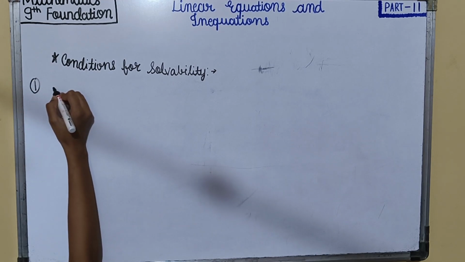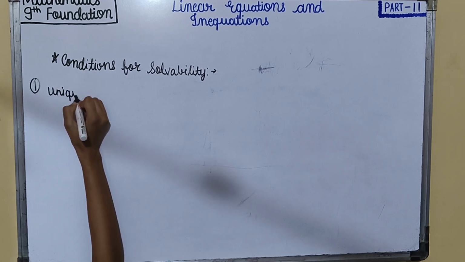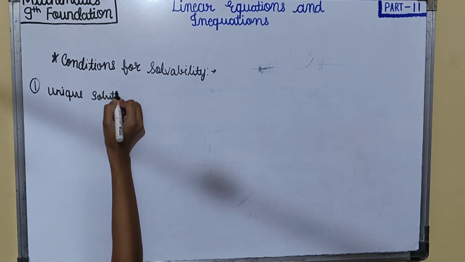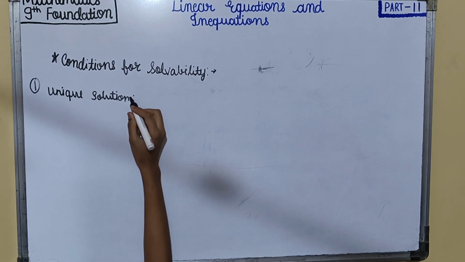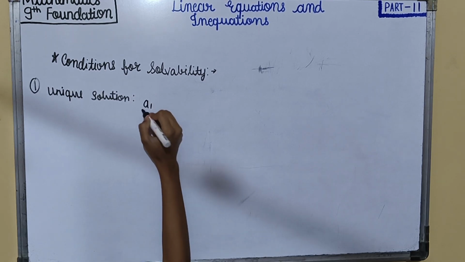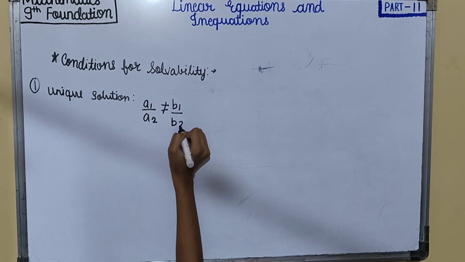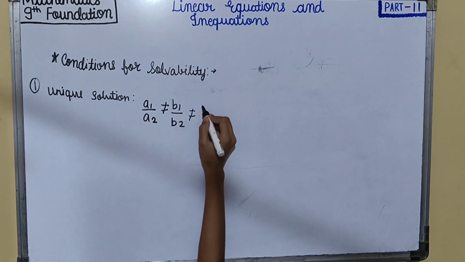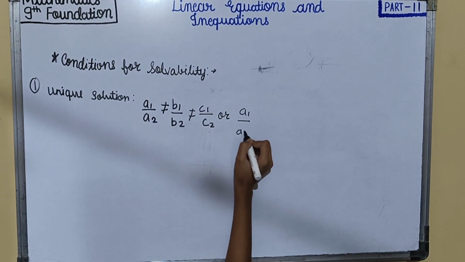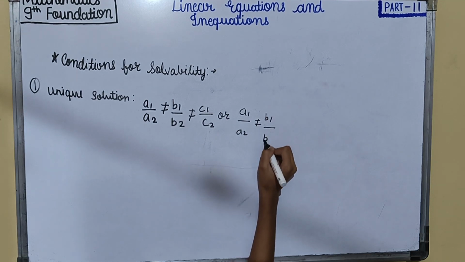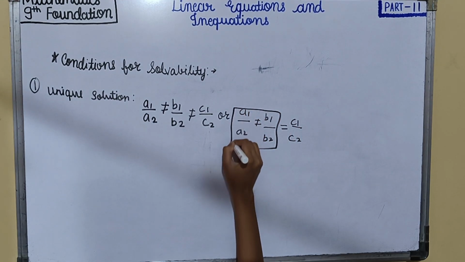First condition is unique solution. In this, for the equations, a1 upon a2 is not equal to b1 upon b2, which is not equal to c1 upon c2, or else you can also take a1 upon a2 is not equal to b1 upon b2 is equal to c1 upon c2. Usually these two are the most useful.